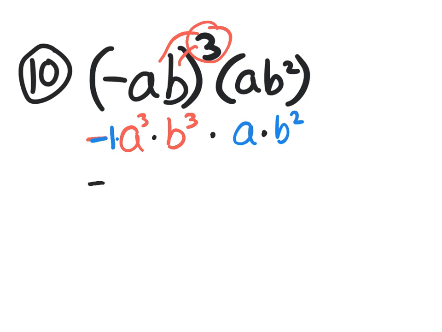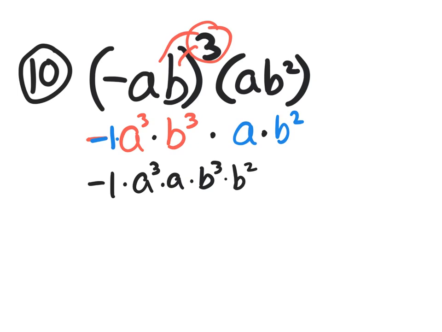If you rearrange everything, you have a negative 1 times A to the third times A times B to the third times B squared. Now, some of us at some point are not even going to have to show this work. We'll just be so good at it that we could just add them up in our heads and get the answer.